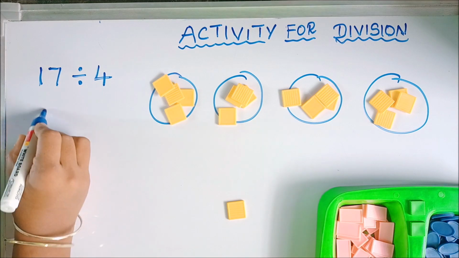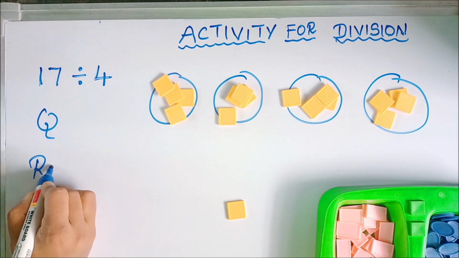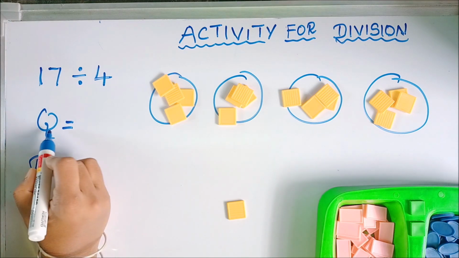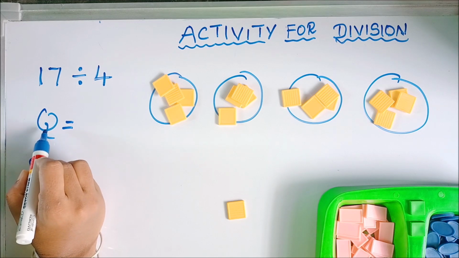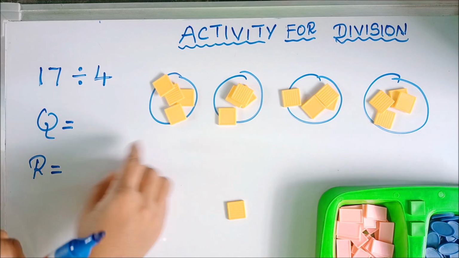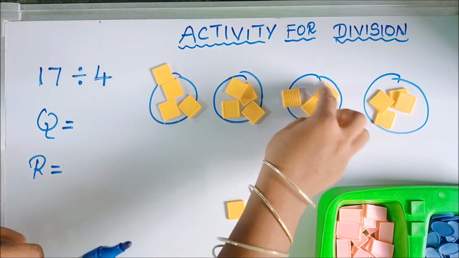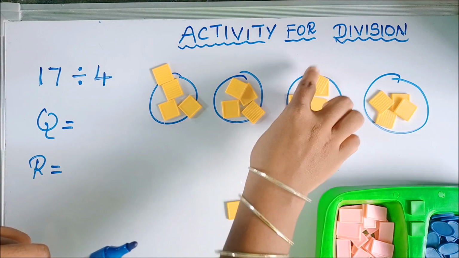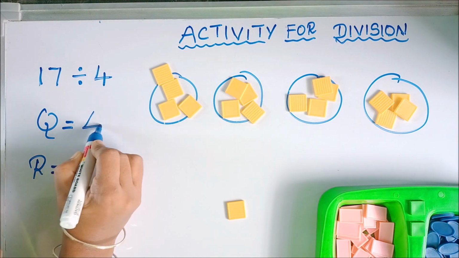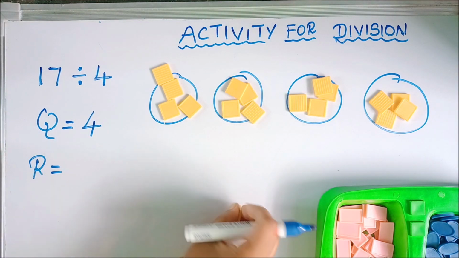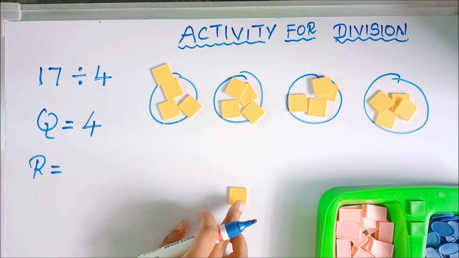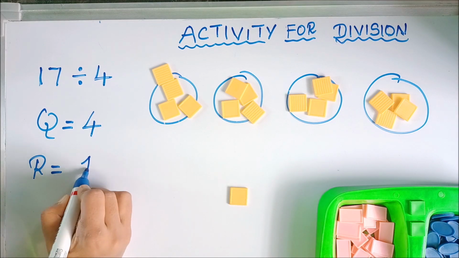Now we are going to write the quotient and remainder for this sum. To write the quotient you have to count the number of pieces in each part. So 1, 2, 3, 4. Similarly check other parts. Each part contains 4 only. So you have to write 4 as the quotient and the remaining piece as the remainder. We have only 1 piece remaining, so you have to write 1 as the remainder.